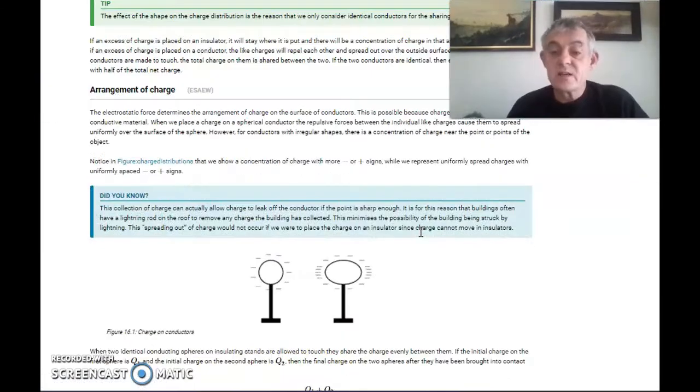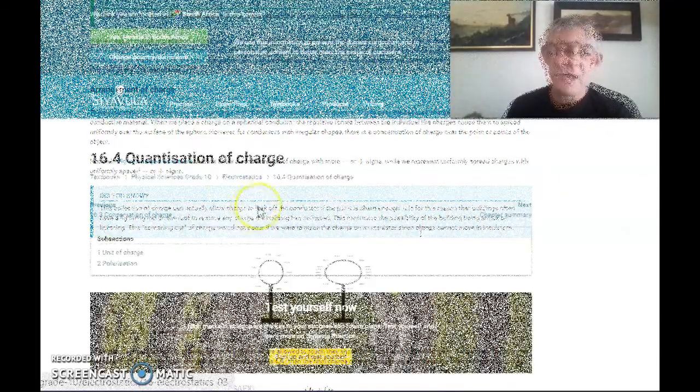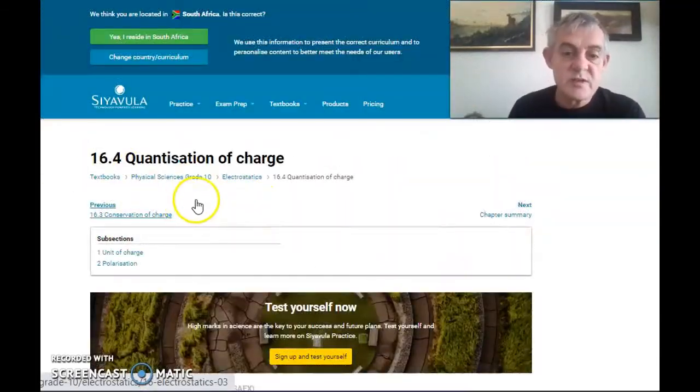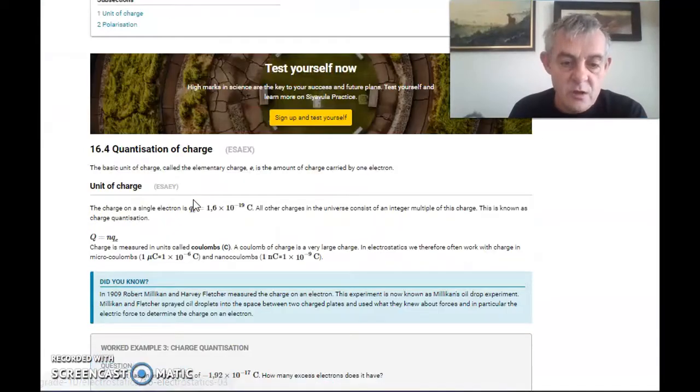So in this section, it's very important to understand that when two charged objects are brought into contact with each other, the charge will distribute evenly over those two objects, so that when they separate, each object will have the same charge. And then you can move on to this last section, which is the quantization of charge.